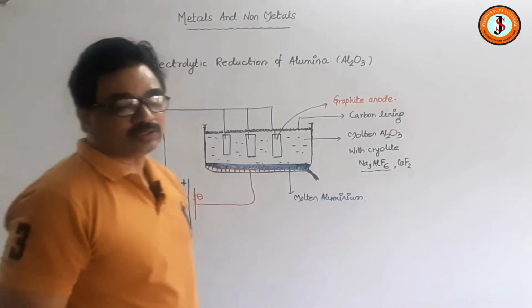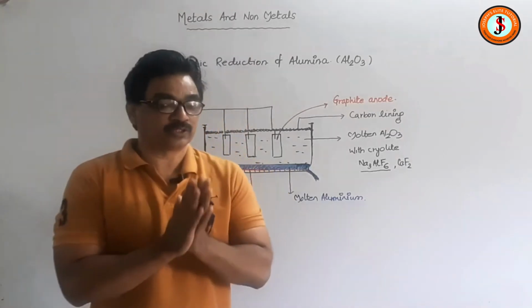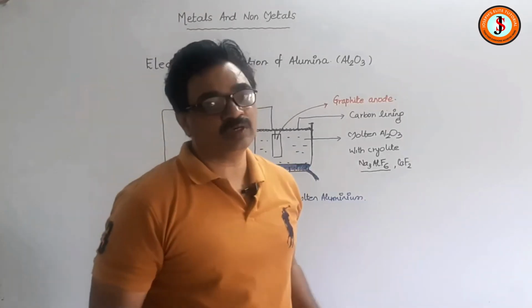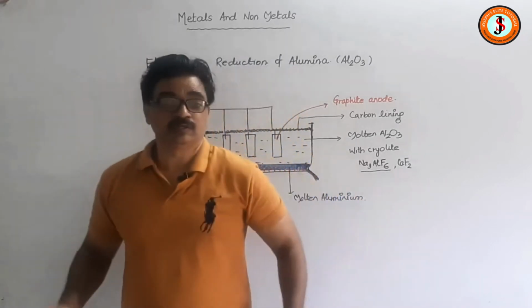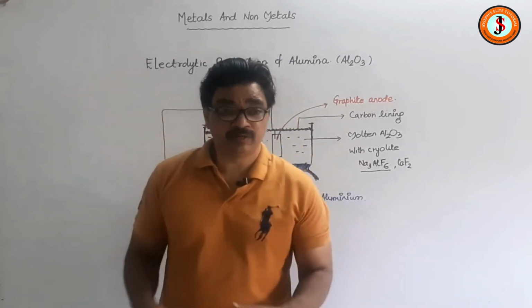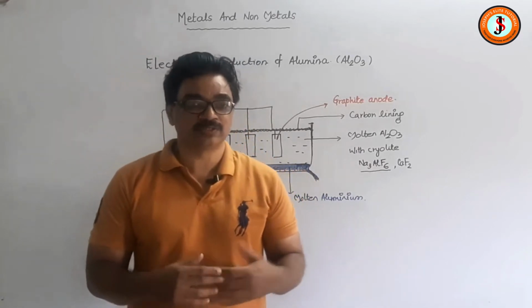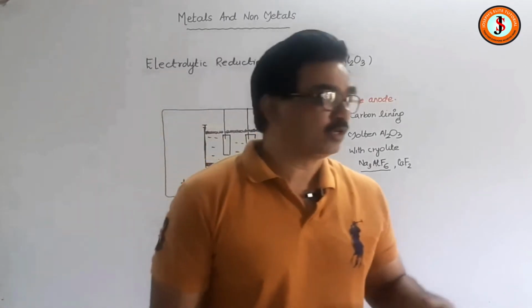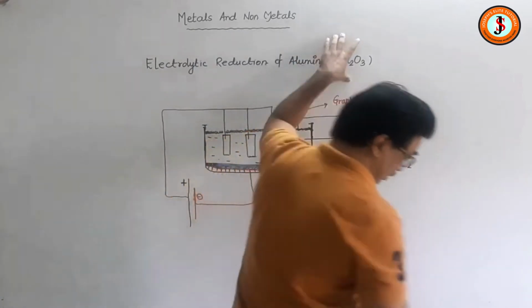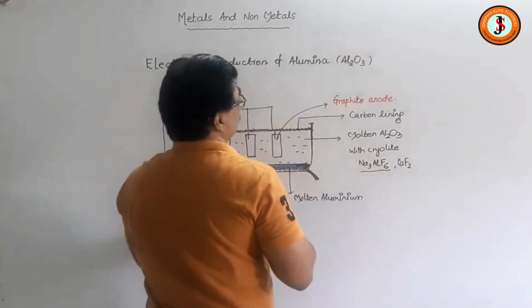Hello dear students, here we are into extraction of metals, and we have seen aluminum as a different metal, with a different way it is extracted and concentrated. Concentration you have seen in the previous video. So after concentration we get the alumina.